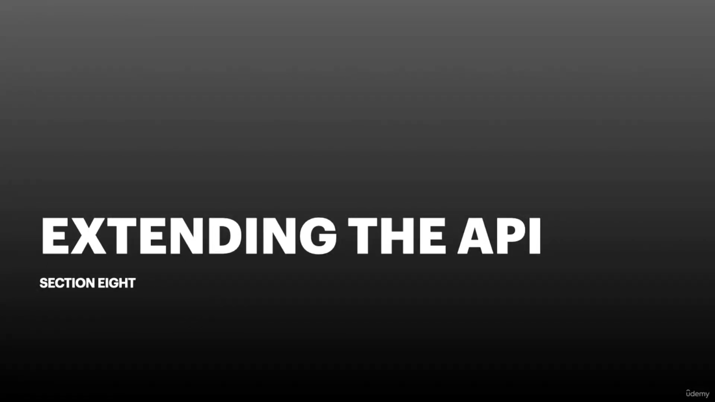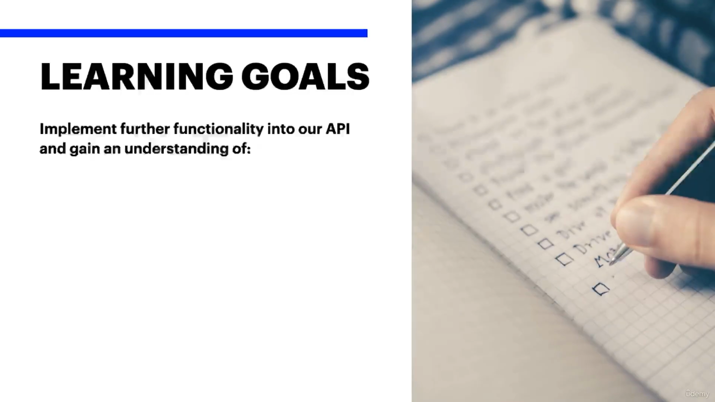Welcome to section 8, and in this particular section we're going to extend our API now. We don't have much data to work with, and that changes in this section. So what we're going to take a look at in this section is we're going to implement further functionality into our API, and along the way we're going to gain more of an understanding of Entity Framework relationships.